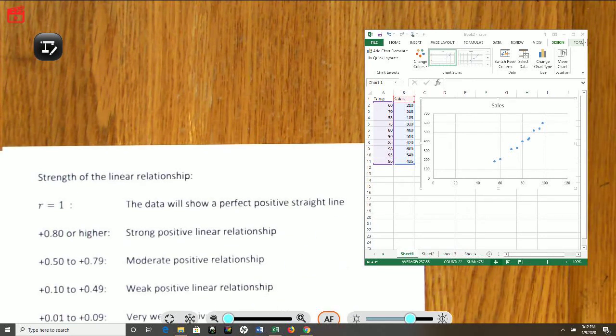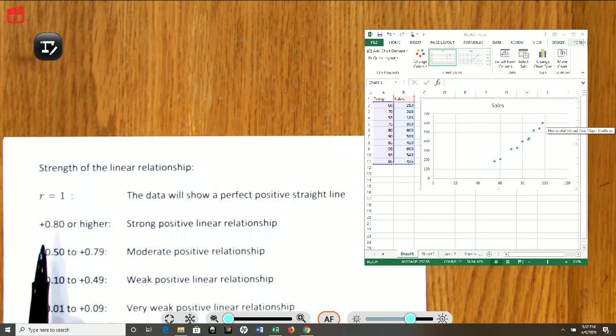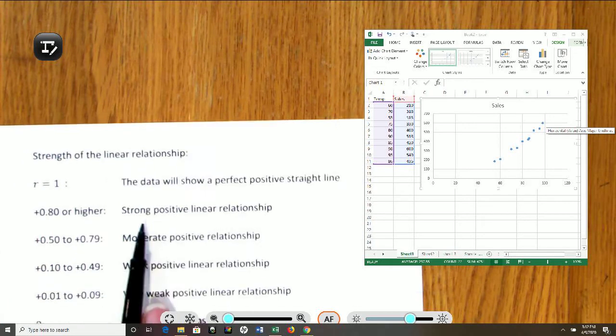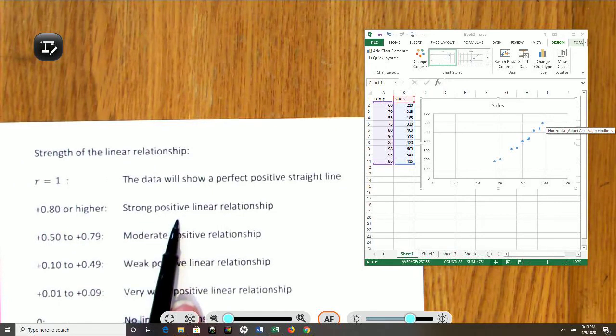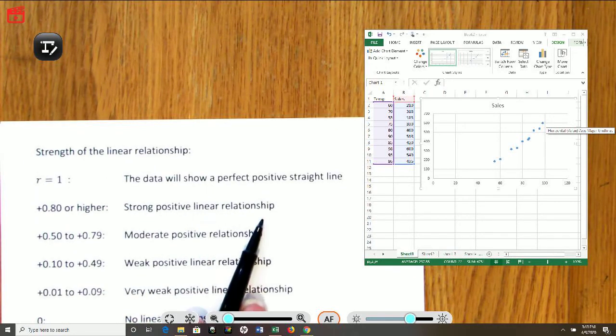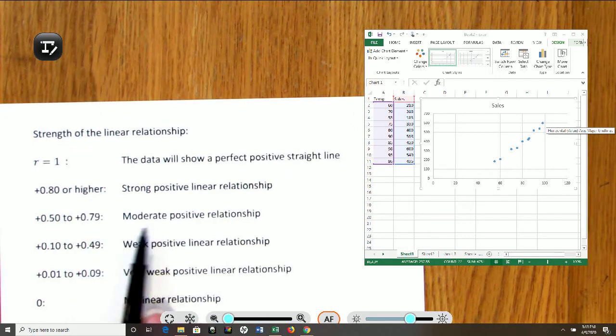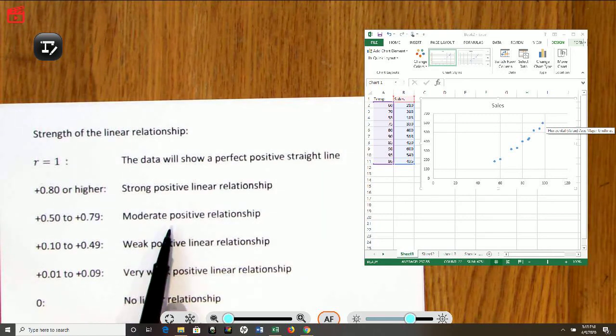This one looks pretty straight to me. We should see that this is going to be pretty close to 1 because they are almost on a perfectly straight line. If it's between 0.8 and up to that 1, we're going to say it has a strong positive, going up, linear relationship. If it's between 0.5 and 0.79, we're going to say moderate.